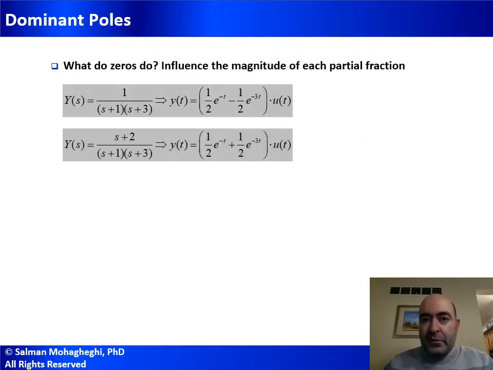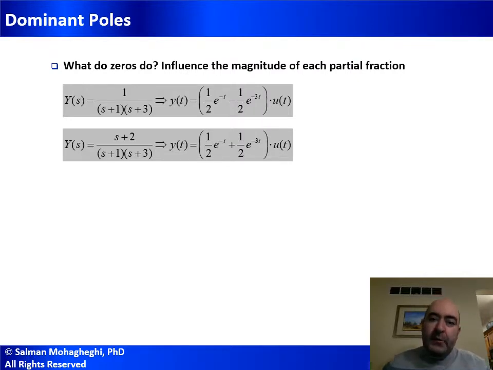How about zeros? Well, as you can probably imagine, zeros do the opposite. If you add zeros to a system, qualitatively speaking, the system becomes faster. You will see a little bit more overshoot and perhaps shorter rise time. Mathematically speaking, what zeros do is they change the magnitude of those individual terms that represent the poles. What do I mean by that?